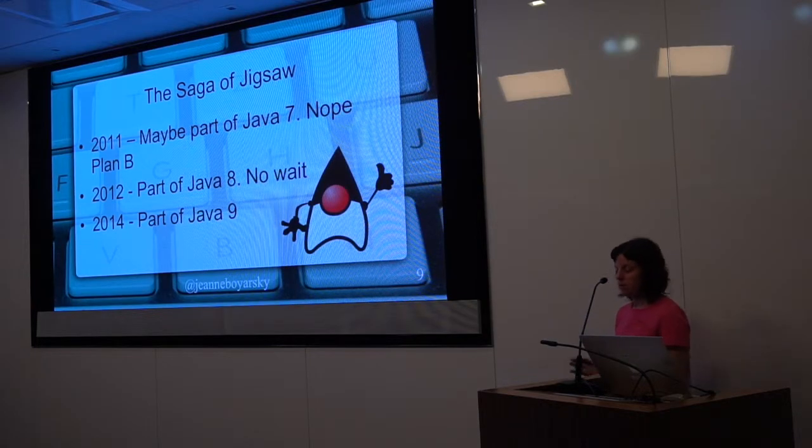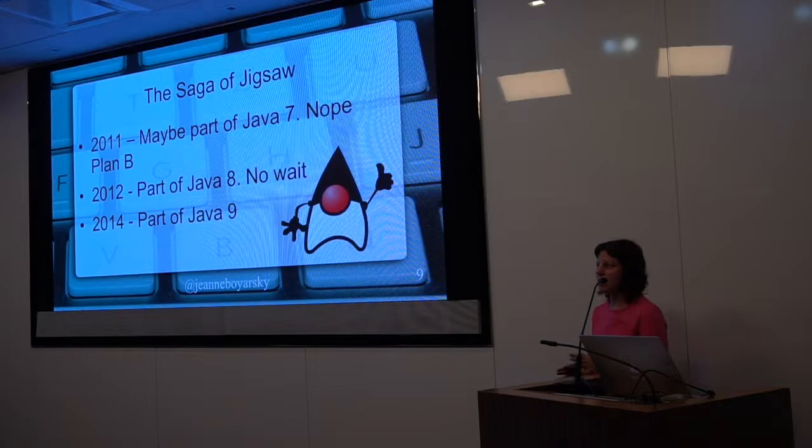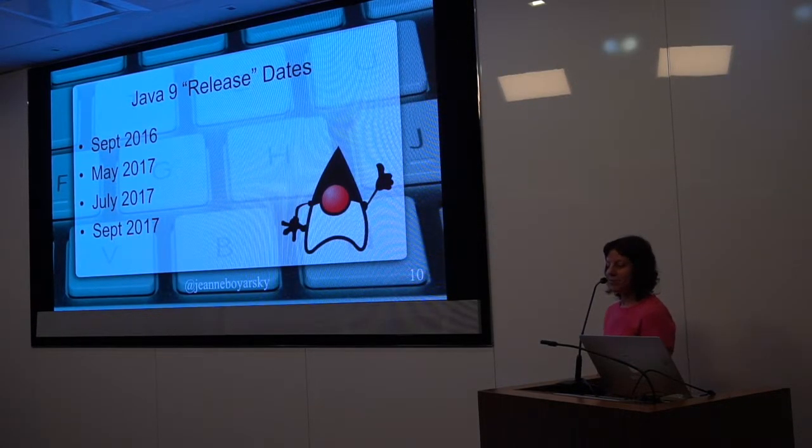In Java 8, they were like, all right, it wasn't in Java 7. It's going to be in Java 8. And they realized how hard it was, and let's not do that. But you know what? In 2014, it's going to be in Java 9 no matter what, because we're going to hold up the release of Java 9 until it's ready. So Java 9 was released in September 2016, and we all got to start using it.